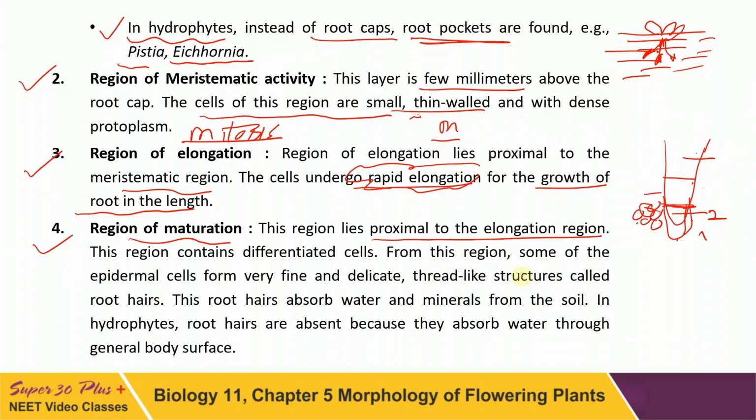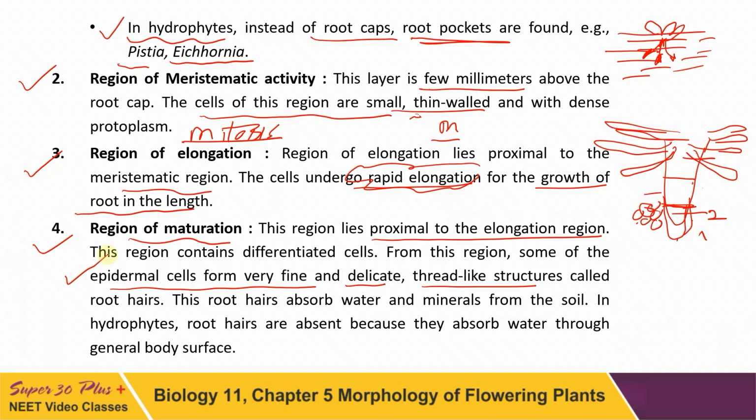From this region, some of the epidermal cells get elongated like this and form root hairs, and we know the function of the root hair, that they increase the surface area for absorption of water and minerals. These root hairs are delicate thread-like expansions of the epidermal cell and are known as root hair. The root hairs absorb water and minerals from the soil, and in hydrophytes root hairs are absent, because water and minerals will be absorbed by the general body surface.